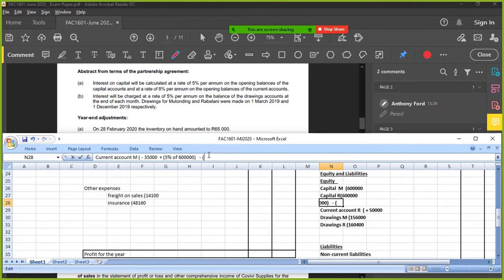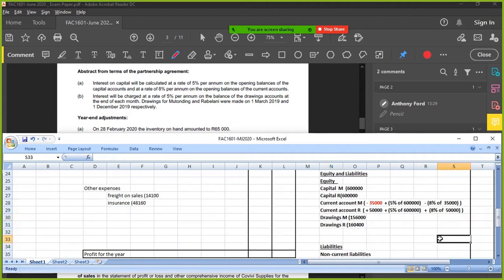So minus, open brackets, 8% of, what is it, negative 35. Of 35. Okay, close brackets. All right, this 5% is also going to apply to the other partner. Okay, so he's going to get 5% of his capital and he's going to earn, so plus 8% on his 50. Okay, good partner. You can get something more. Okay. All right, was that it? Yeah, that's it. Okay, next.